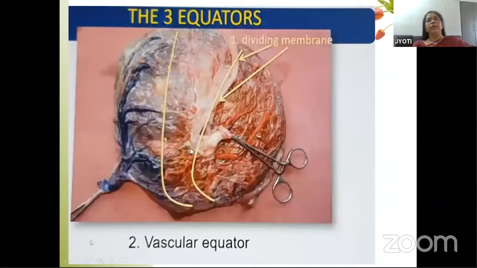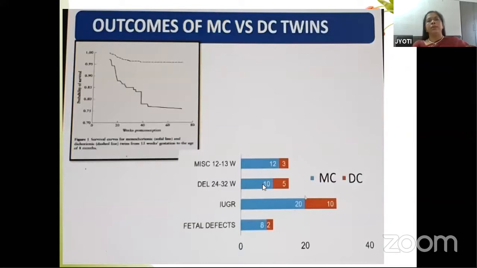So there are 3 equators when you look at the placenta. One is at the level of the dividing membrane. And then there are 2 vascular equators, one superficial, one deep. When we look at the outcomes, we find that the miscarriage rate is around 75%. The preterm delivery rate is also more than 50%. The IUGR rate is again more than 50%. The fetal defects are more than 80%. All these problems do happen in monochorionic twins.